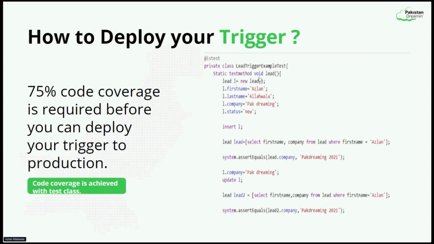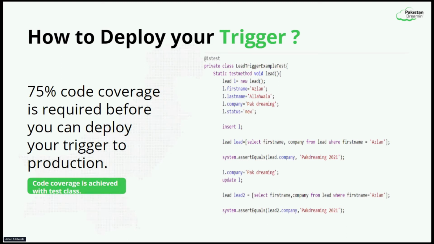Now basically in a test class, once you have written a trigger and you test it on the UI, you would have gone to the lead object, created a lead record, and seen the company name updated to Park Dreaming Space 2021. Here it's exactly what we're doing, but we are just adding a unit test to make sure that the purpose the trigger is written for is being served.